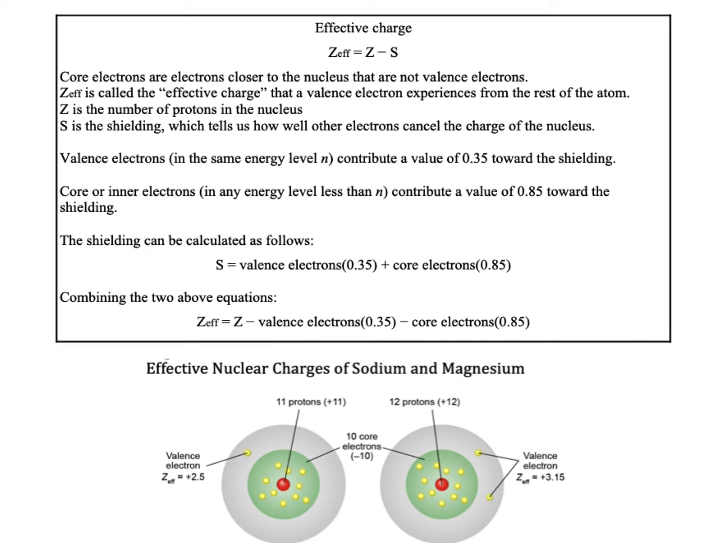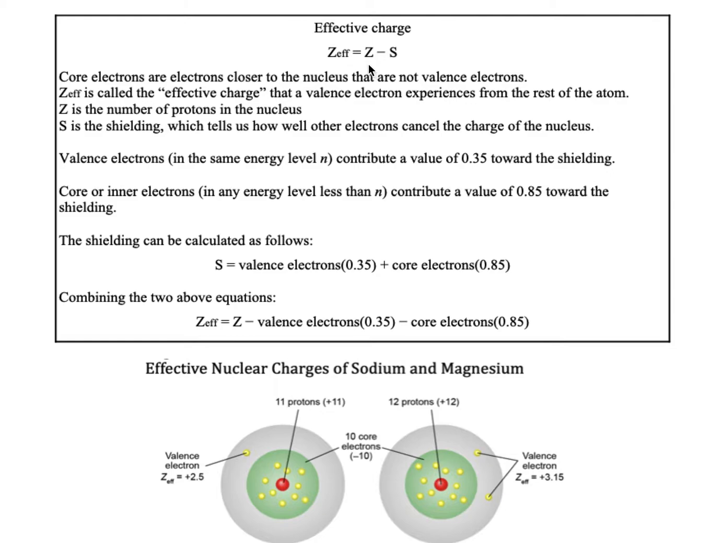The formula above is for the effective charge that a valence electron experiences when it's in an atom. In the formula, Z stands for the actual number of protons in the nucleus. That is also the actual positive charge that the nucleus would hold. And S stands for the shielding that other electrons besides the valence electron in question can provide.